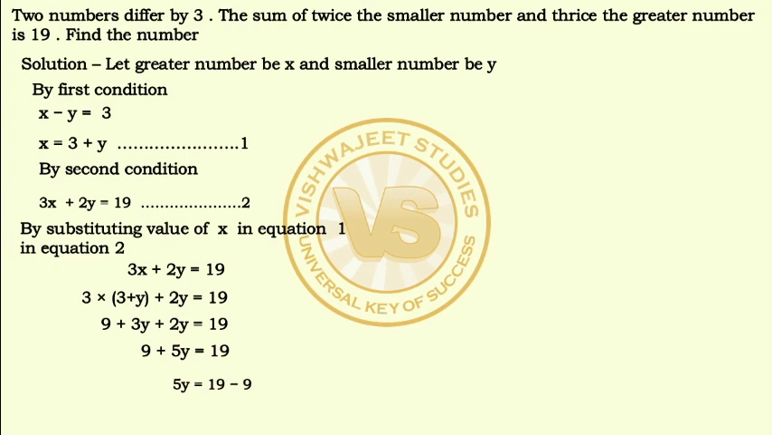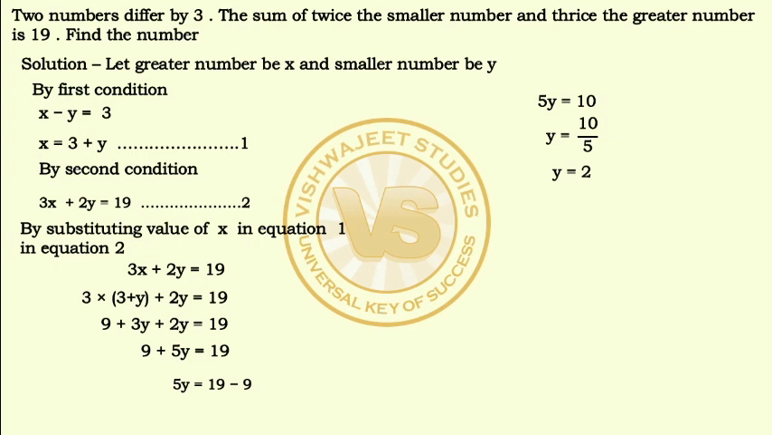9 on the left hand side, when it goes to the right hand side of the equal to sign, it will get subtracted. 5y is equal to 19 minus 9. After subtraction, we get 5y is equal to 10. We get the value of y after dividing 10 by 5. So, y is equal to 2 is the value of y, which is nothing but our smaller number.